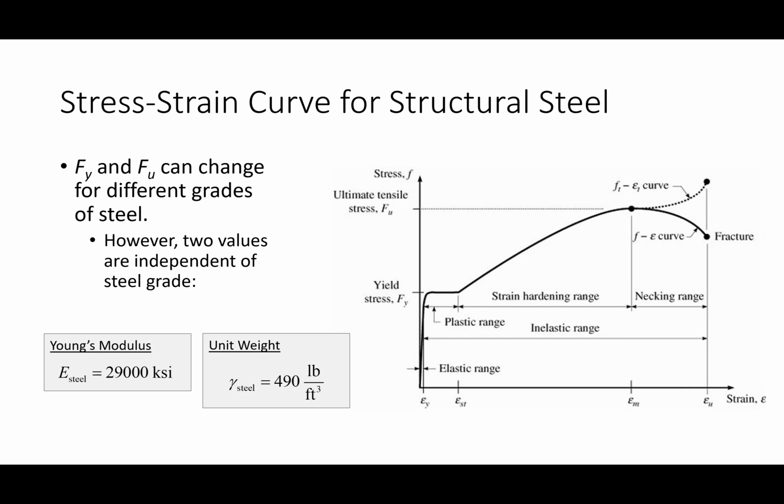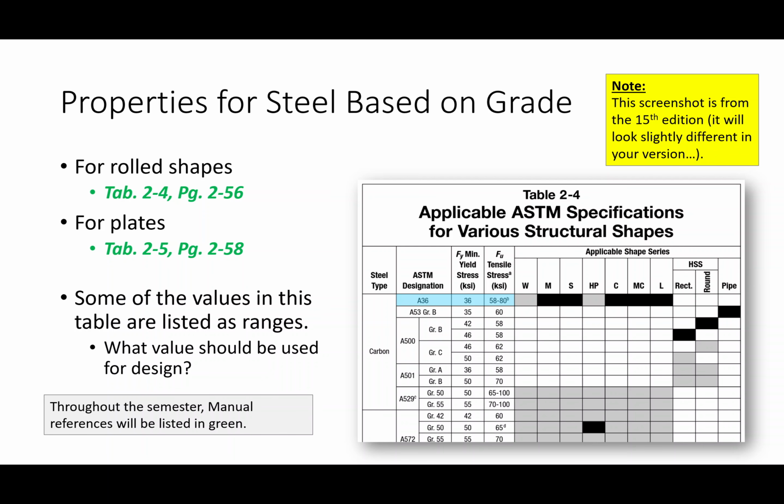So, okay, any questions? Now, the Young's modulus and the unit weight don't change. They are the same for just about any grade of steel that you can look up. What does change from grade to grade is the stress at which it yields and the stress at which it reaches its maximum ultimate tensile stress. Those are the two values that change, okay? Now, where do you find these values? You look them up, okay?